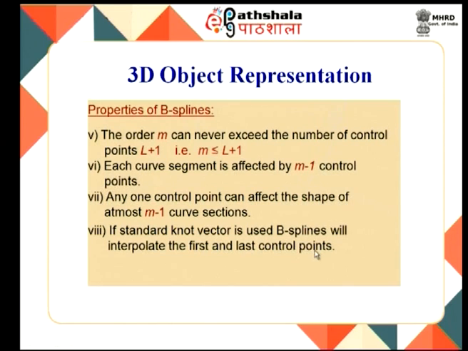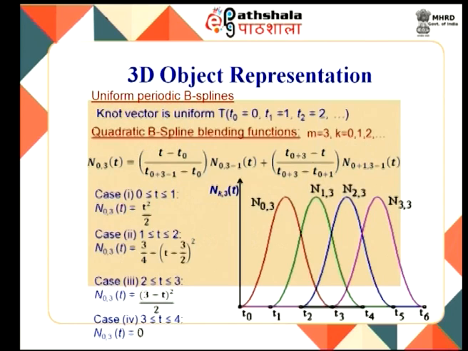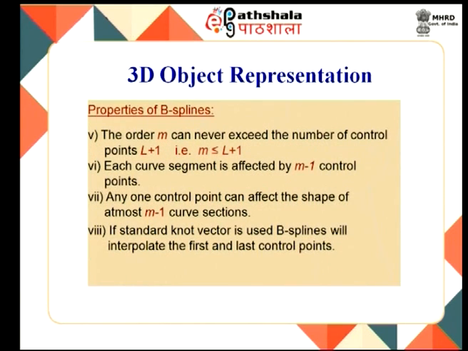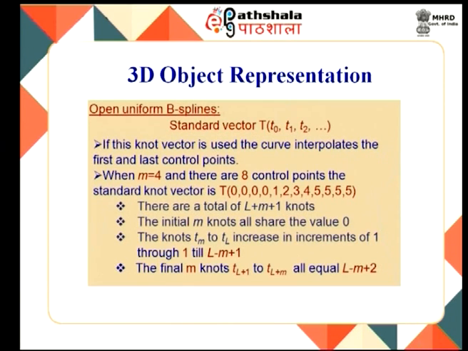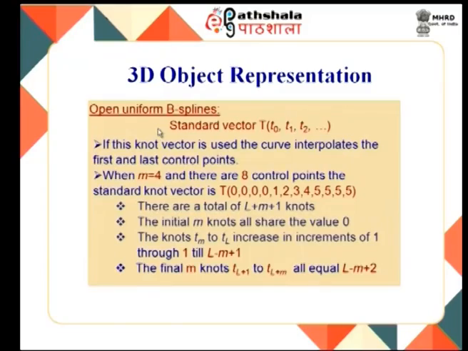So far, we have used B-splines on a uniform knot vector, where if you remember, T0 is 0, T1 is 1, T2 is 2, the knots are uniformly spaced. While a standard knot vector is where there are multiple knots. What is a multiple knot? That means if at a given position we have more than one knot value, we call it a multiple knot. What happens if there is a multiple knot? You can refer to this slide.